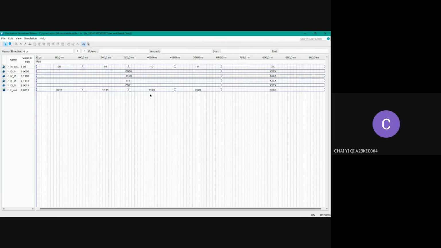This is the waveform of the 4-bit 4-to-1 mux that we have simulated. Based on the waveform, the mux is confirmed to function as expected, where the output follows the selected input. For example, I2 with the 4-bit value 1100 is selected when the select input is 10. So the output is also following the input, which is 1100.